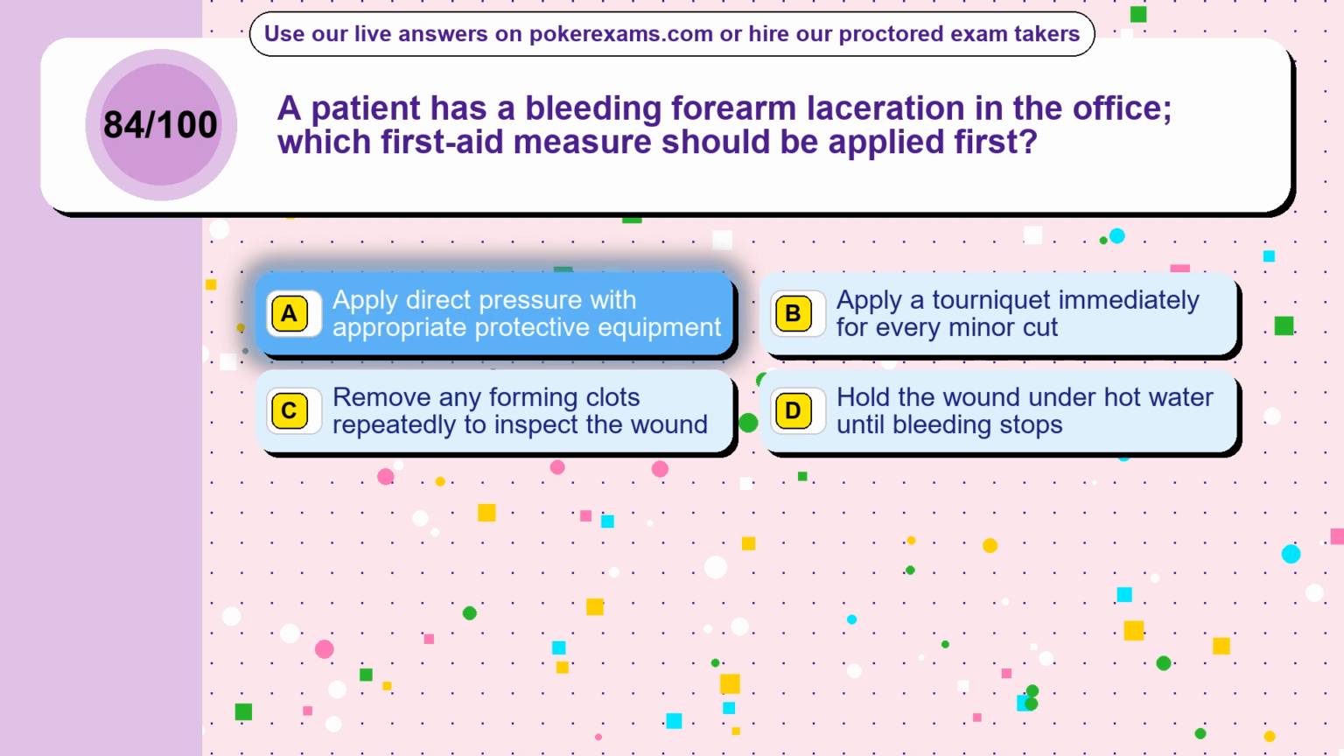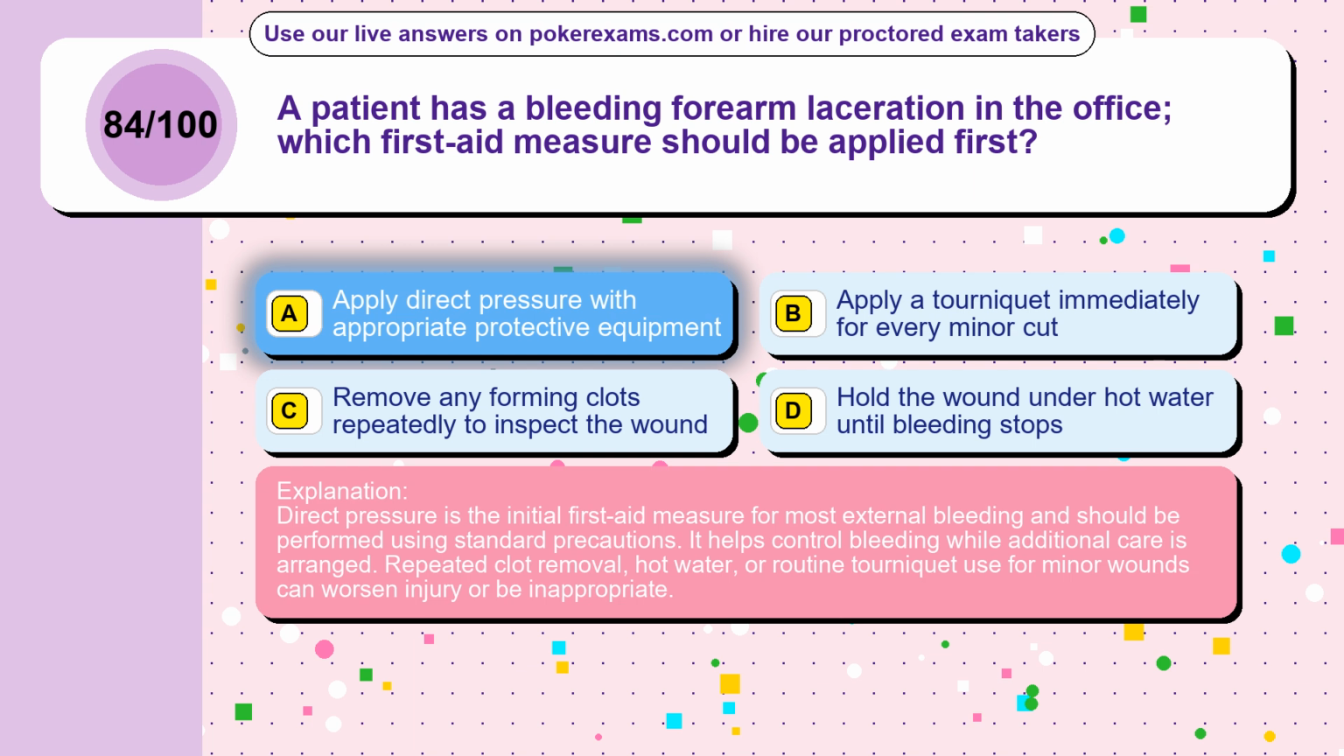Apply direct pressure with appropriate protective equipment. Direct pressure is the initial first aid measure for most external bleeding and should be performed using standard precautions. It helps control bleeding while additional care is arranged. Repeated clot removal, hot water, or routine tourniquet use for minor wounds can worsen injury or be inappropriate.